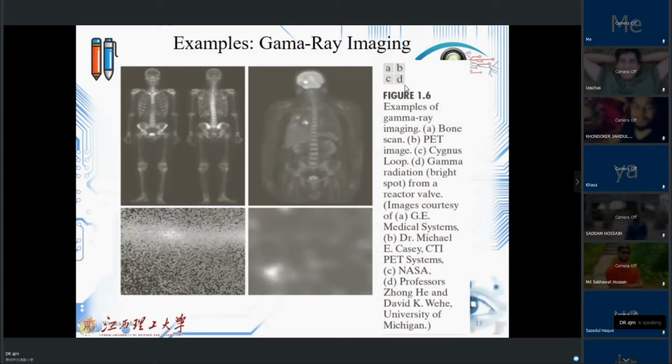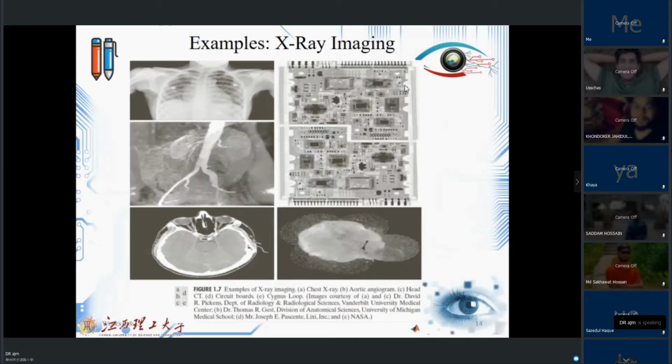The other one is the X-ray imaging of the chest in picture A, and B is the aortic picture. C is the head CT, where you can see again the quality of this MRI picture. D is the circuit board, and E is the Cygnus Loop, which you can see. All these figures have their applications as well as their own quality, and further on, people will work to get better and better analysis from these pictures.